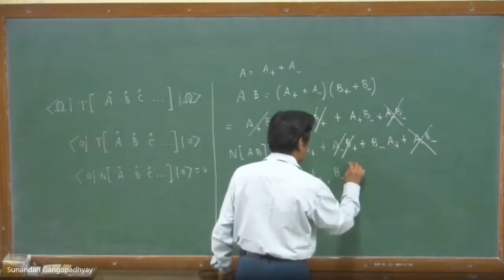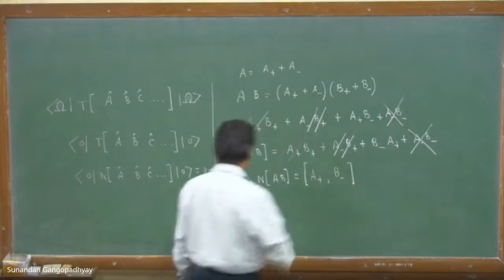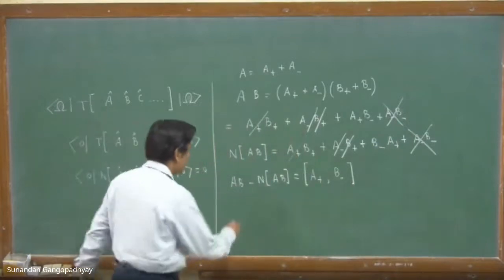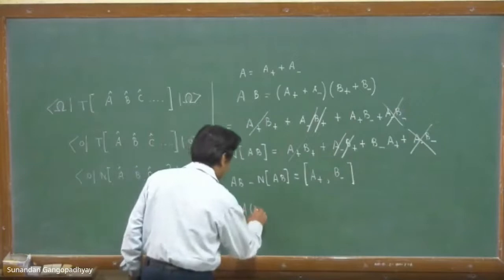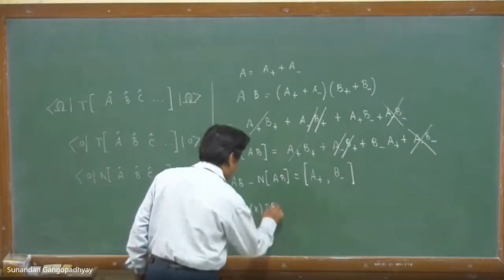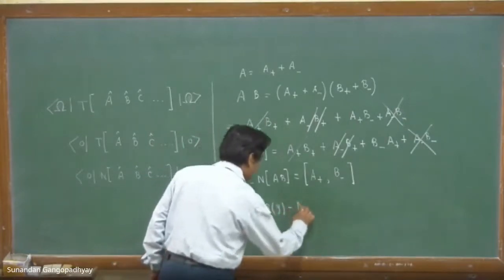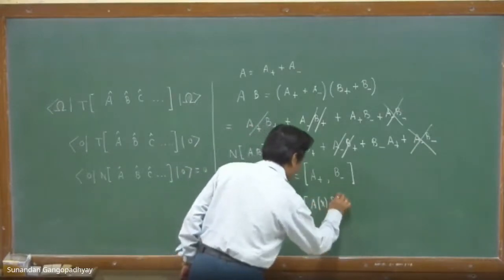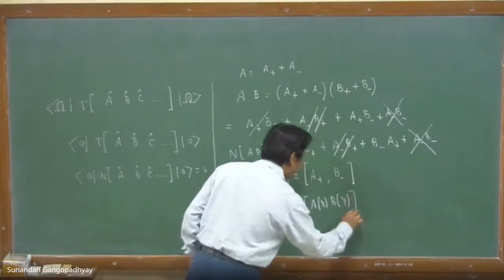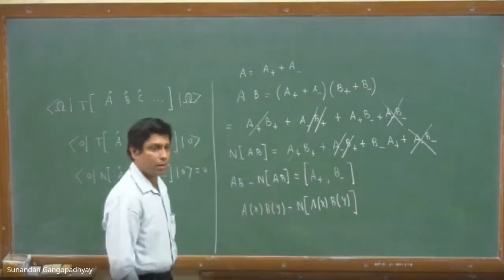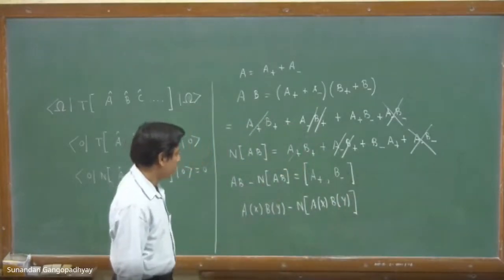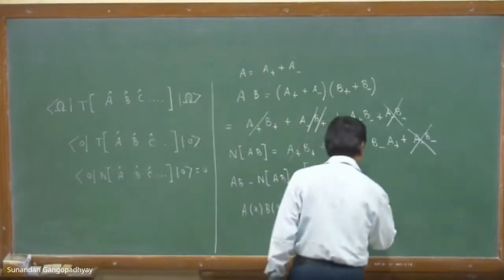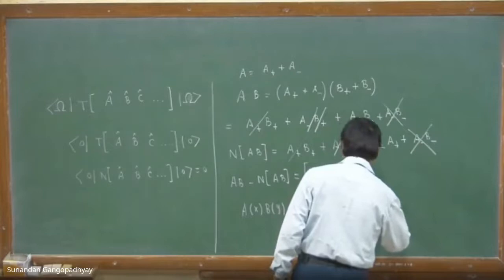You can write this expression in the following form. If I put in the arguments, A(x) B(y) minus N of A(x) B(y), where I'm just putting the space-time arguments x and y, this will be equal to the commutator of A plus at x and B minus at y. So this is the result that we have.